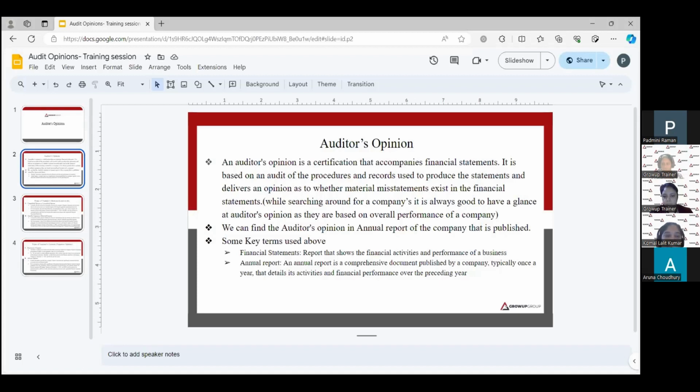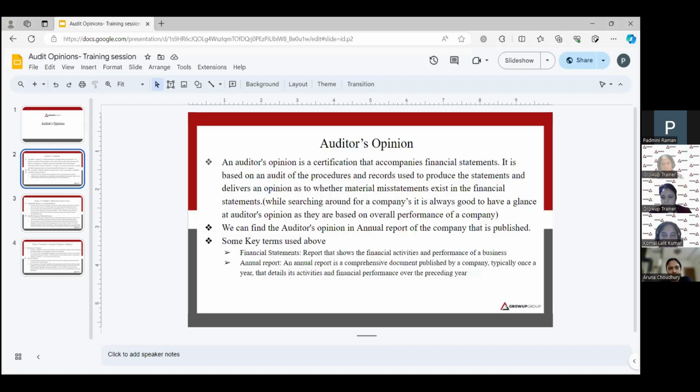Annual report is a comprehensive document of a company. It is usually published yearly. It has all the details of a company, the performance, what they are going to do in the future, their technology aspect, their key persons, everything will be there in the annual report. Now we are going to discuss a small part of the annual report, which is auditor's opinion.